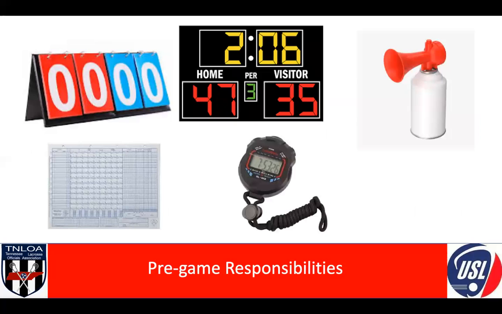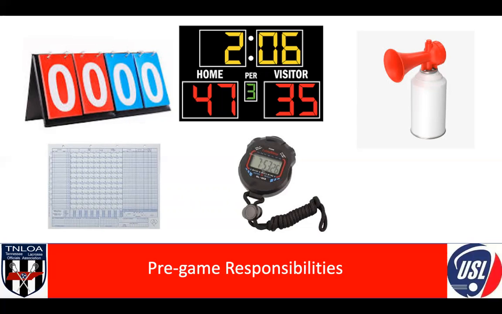So things we need. We need a visible scoreboard. It could be the flip chart. It could be a scoreboard that's at the one end of the field. We need an operational horn. We need some kind of clocking device and a clock to keep our penalties, and then someone to keep the score on the field. Check for these before the game starts. It will alleviate headaches if these occur.